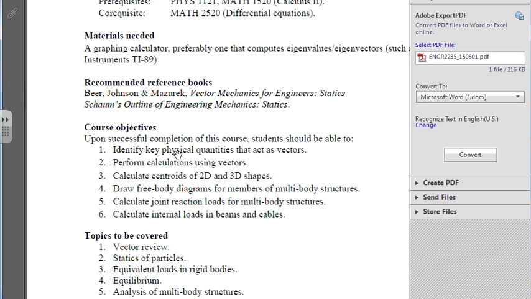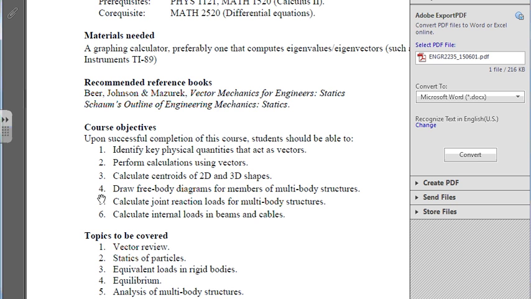Okay, so we'll be doing all this vector stuff, and we'll learn how to calculate centroids, which come up in a lot of different mechanics applications. The biggest part of this class is just getting really good at free body diagrams and using Newton's laws. So I would say if there was one skill that you should come out of this class really, really good at, it's drawing free body diagrams.